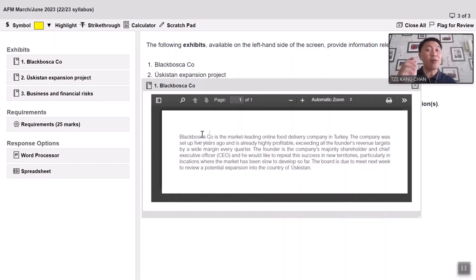It tells you about the present location of B company, which is in Turkey. And then it goes on by telling you, with the success of the business in the home country, it is time for the company to explore the expansion plan to go into a foreign country called Uzbekistan.